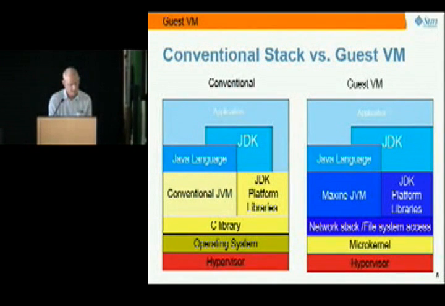And then we have a network stack and file system access above that. And then we have the platform libraries that were previously written in C. The parts of the platform libraries that were in C are now in Java. And we have the Maxine JVM, which is also in Java. So we have as all-Java a stack as we can get.